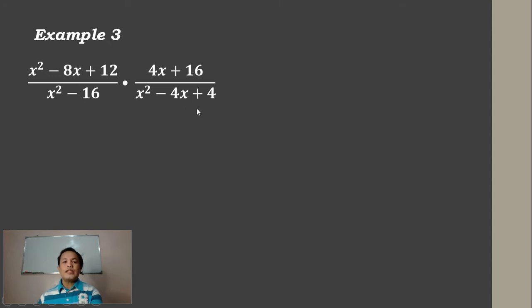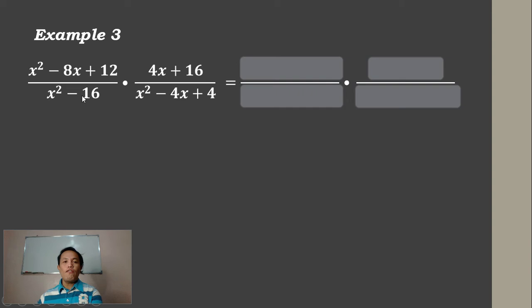So, let us factor out each of the polynomials in the numerator and denominator. We will start with the first fraction, x squared minus 8x plus 12. How do we factor this out? When we factor this out, we can have these two binomials. We have x minus 6 times x minus 2. So these are the factors of this trinomial.